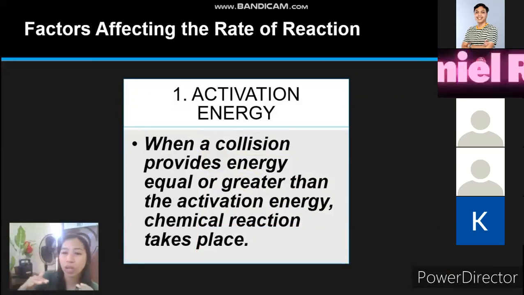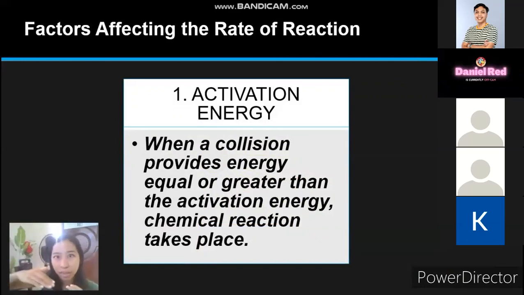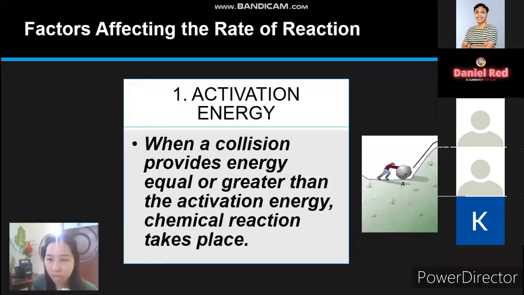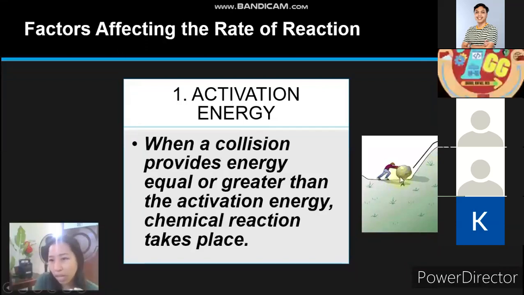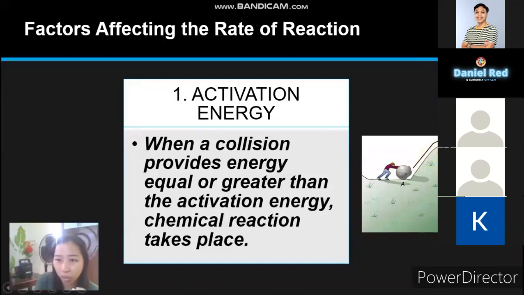That means that kung higher ang energy sa imuhang reaction, no? Kung higher ang kinetic energy, which is energy in motion. Kung mas paspas ang movement or mas taas ang kinetic energy sa imuhang collisions, then the chemical reaction would take place. If you're going to look at this illustration, this is your energy barrier. Murag katong wall atong gi-ingon kaganina. Now gusto nimo nga i-roll ang imuhang bato.